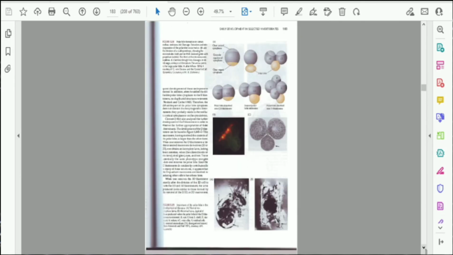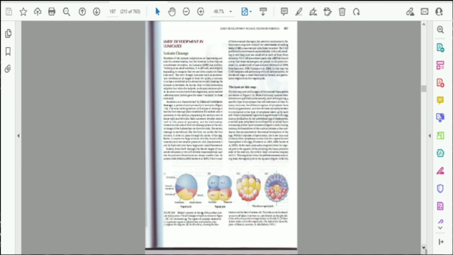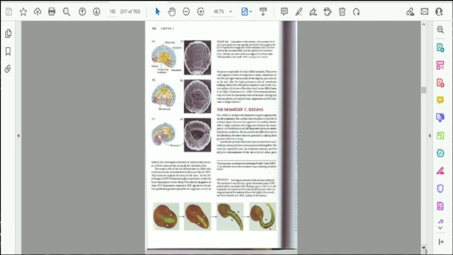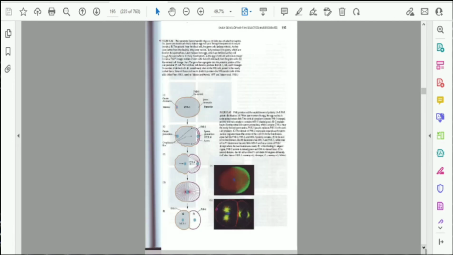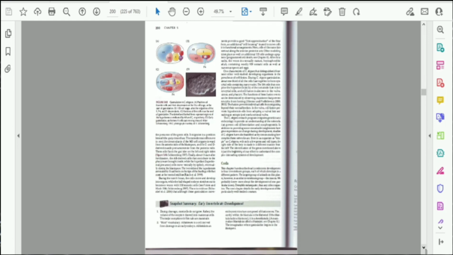Next thing, gastrulation in snails also, no need to study. This tunicate also, no need to study. Next thing, nematode C. elegans also, no need to study. Leave it. These things are not required. Questions will not be asked from this particular thing.